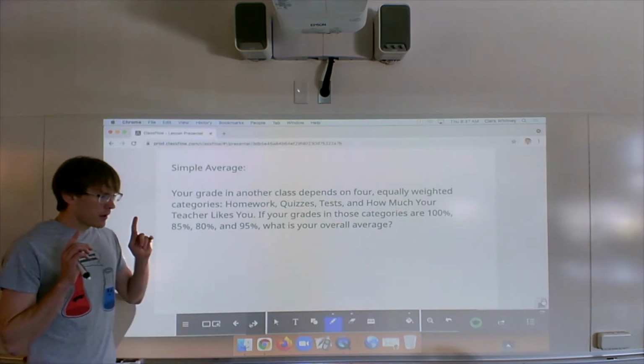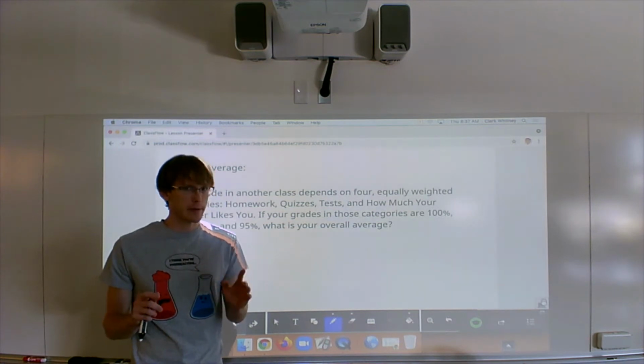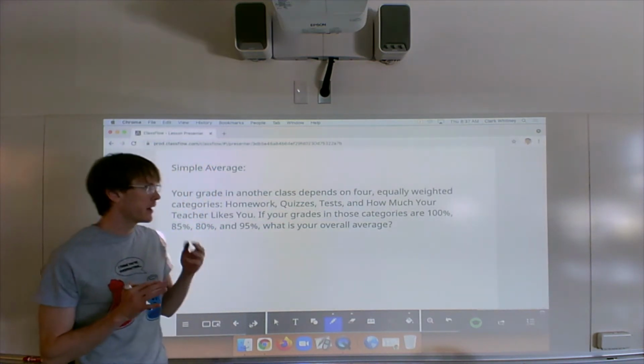So what is a weighted average? Simple averages you probably learned a long time ago in math. And a weighted average is just an extension of the simple average.